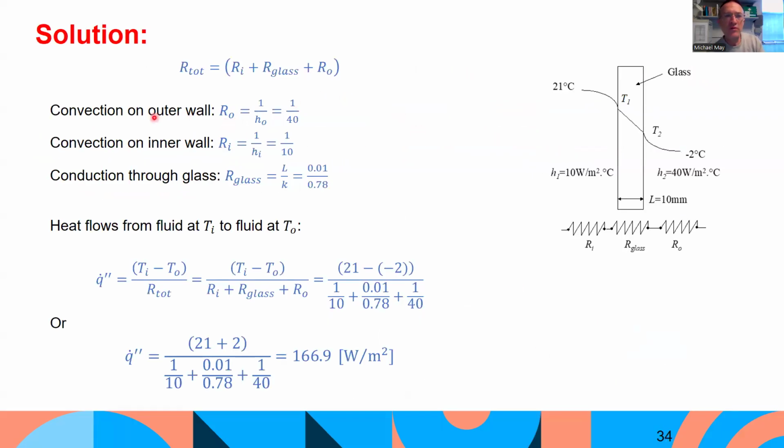So the R value for convection on the outer wall is 1 over 40. Convection on the inner wall is 1 over 10. And conduction through the glass is the thickness of the glass divided by the thermal conductivity, which is 0.78. So we work all of them out, and that's the lower part of the equation. And we've got the temperature difference across the whole system divided by the R total. And ultimately we get 166.9 watts per meter squared for the heat flux.